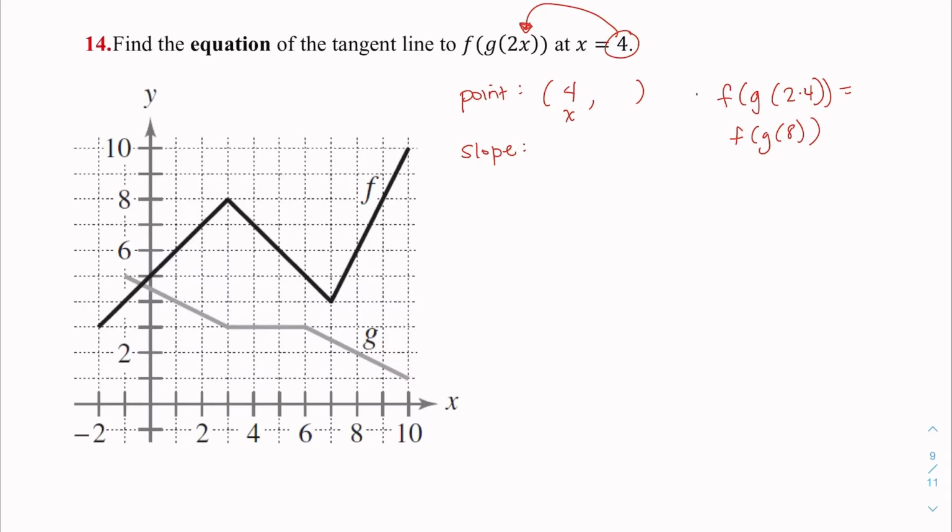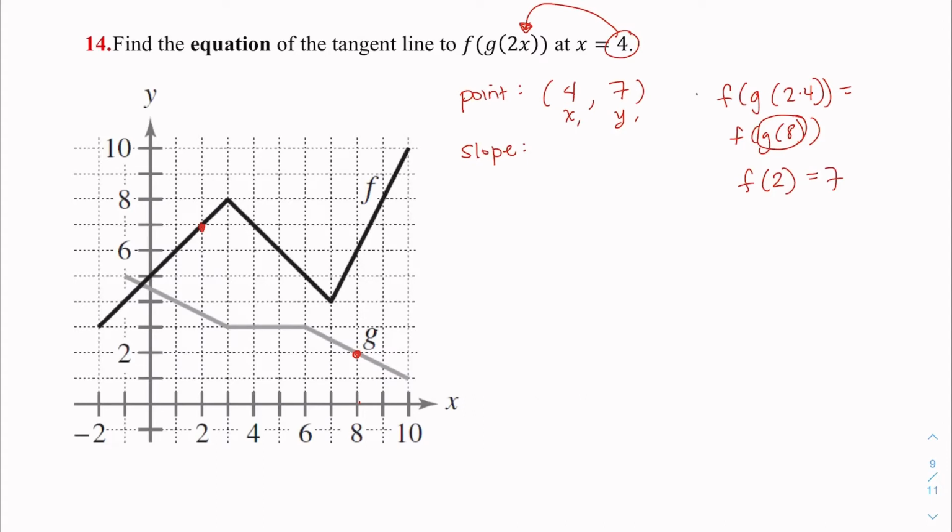And now let's evaluate by finding g of 8 first. So go to 8, g of 8 looks like it's 2. So now we're interested in f of 2, which using our graph here is 7. We now have our x and our y. Now let's find the slope. To find the slope, we need to take the derivative.